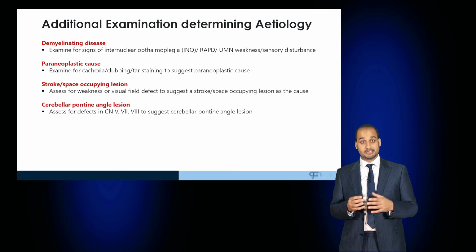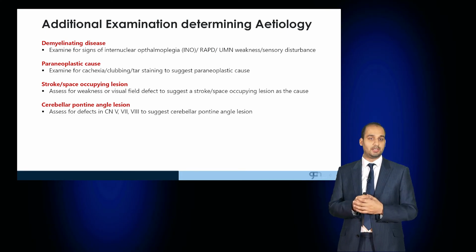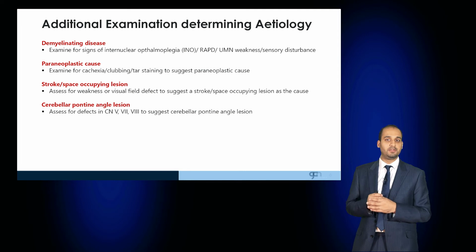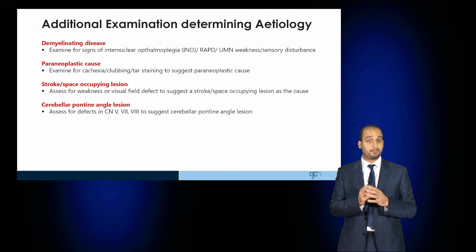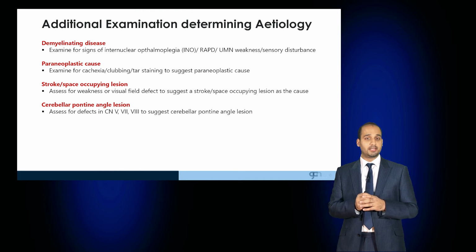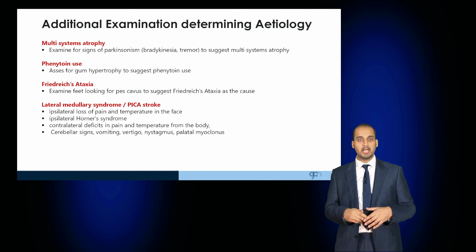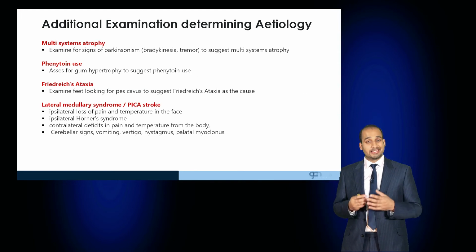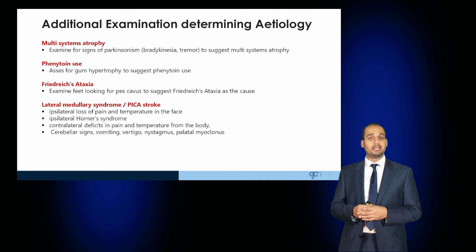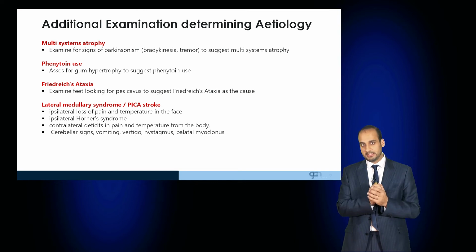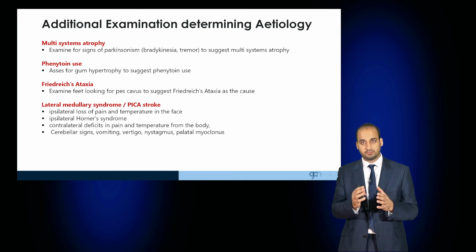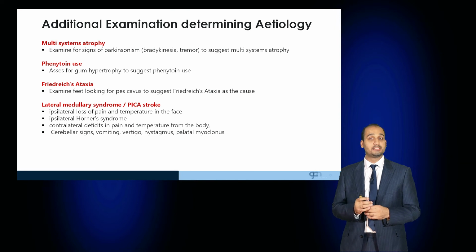If the patient has had a stroke or a space-occupying lesion, assess weakness as well as visual field defects. If you think there's a defect at the cerebellopontine angle, assess the cranial nerves, in particular 5, 7, and 8. Moreover, additional tests include examining for Parkinson's disease. Multiple system atrophy is the combination of Parkinsonism, bradykinesia, rigidity, and tremor, along with cerebellar signs.